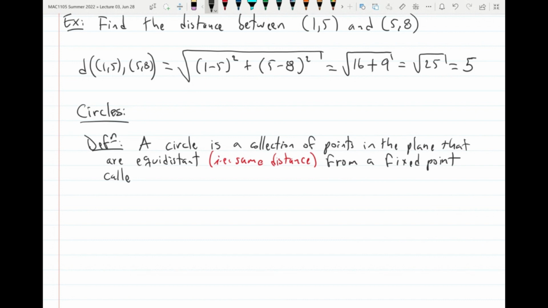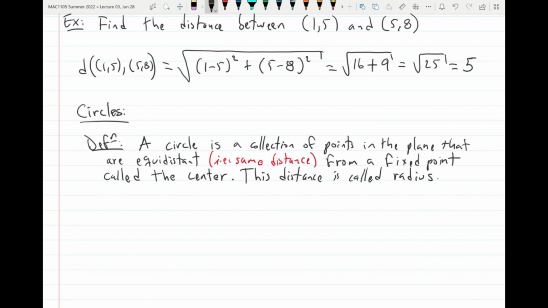called, now this fixed point is special. It's not a point on the circle. You understand this? This is not on the circle. But it's special. It's called the center. And then, because it's a collection of all those points that are equidistant from this special point, the special point deserves a name. That distance that's the same, no matter where you are, also deserves a name. We call it the radius, right? This distance is called radius. Okay? That's what a circle is.